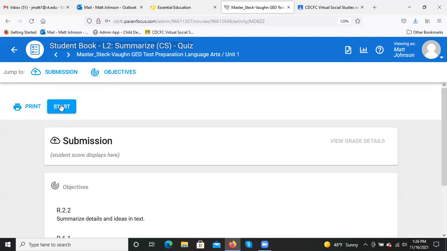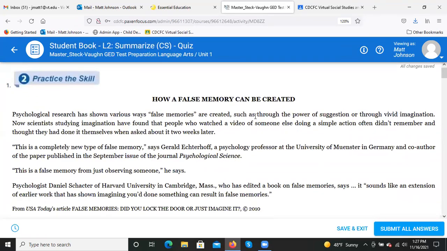All right. And we'll start. Okay. So here, how false memory can be created. Let's see here. Is this the same passage?